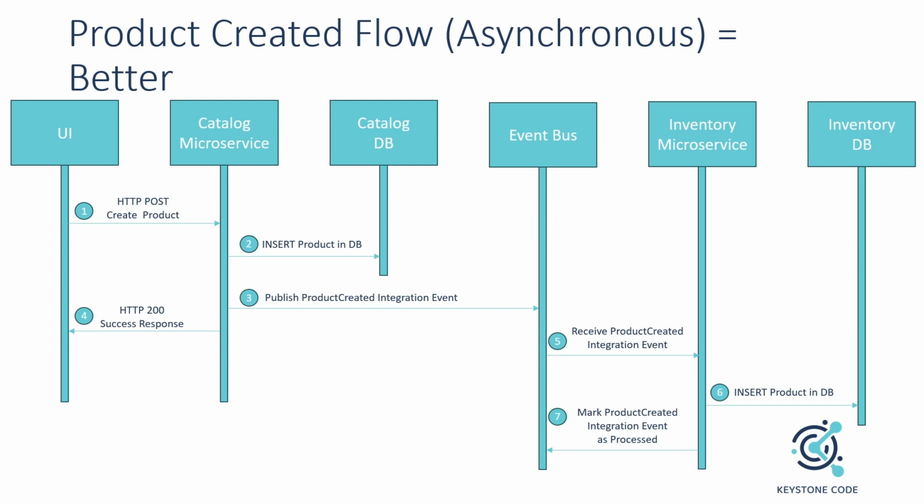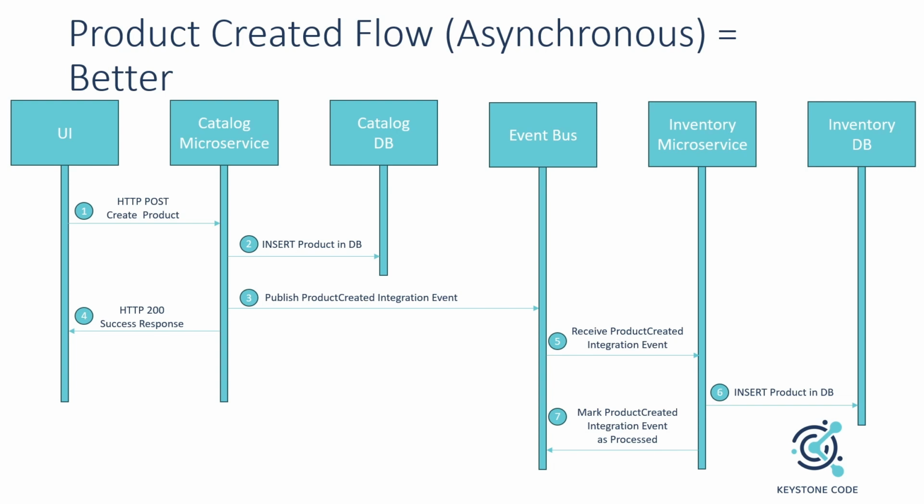Step 5 is at some point later, the inventory microservice, who's subscribing to product created events, will receive the product created integration event that was posted in step 3. Once he receives it, he will insert the product into his database. And then in step 7, he does not let the catalog microservice know that it's been handled, because again, it's about decoupling. Inventory microservice doesn't know who necessarily put that event out on the event bus. The event bus acts as a middleman.